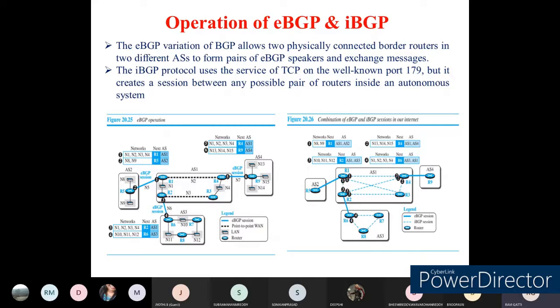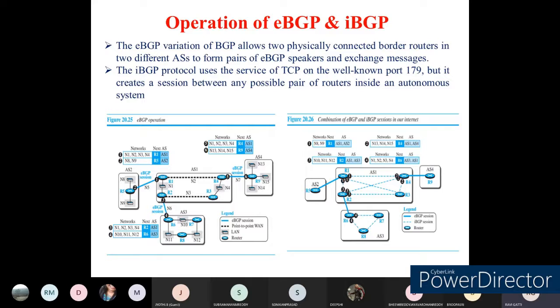Whereas the internal BGP protocol uses the services of the TCP protocol with the well-known port number 179, and it also creates a session between any possible pair of routers inside the autonomous system. So if you want to do data transmission within the autonomous system, that is also possible through this Border Gateway Protocol. We use external BGP to connect one network to another network, and internal BGP is used to forward the packets within the network also.